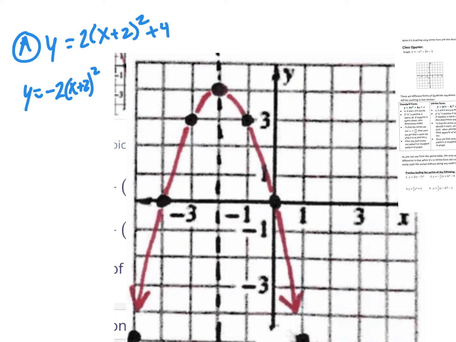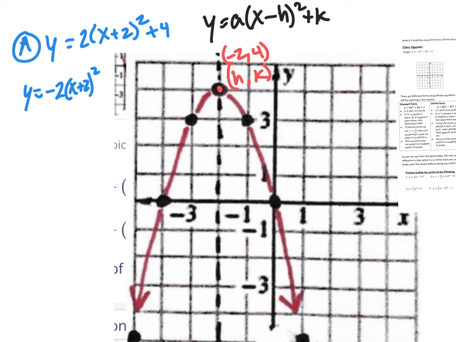The question is, will we be able to identify which vertex form parabola is represented right here? Well, in order to graph, or in order to write a vertex form parabola, you need the a value, you need the h value, and you need the k value. Now, obviously, the vertex is your h and your k. Now, what is this vertex h and k value? That's the coordinate negative 2, positive 4.